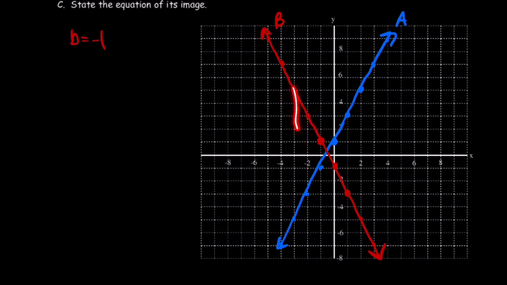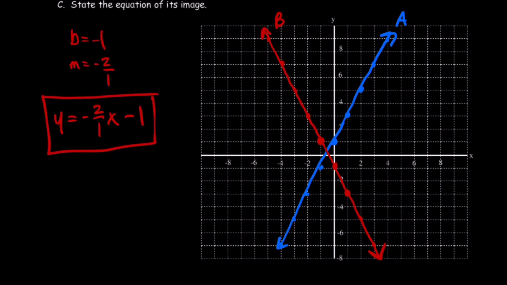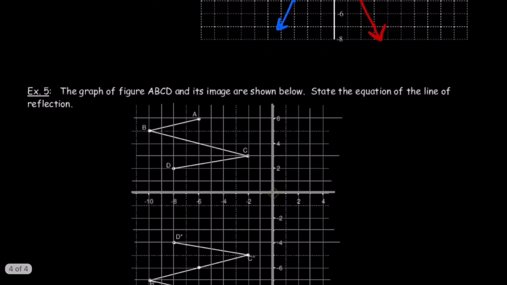Since we're going down and to the right, our slope is negative. And it's rise over run. -2 over 1, or just -2, that's fine. So this equation will be y equals -2 over 1 x minus 1. And like I said, if you don't like writing 2 over 1, that could just be a -2, that's fine. I kind of like putting in the fraction because it reminds me it's rise over run. Cool. Last one. This one's kind of easy.